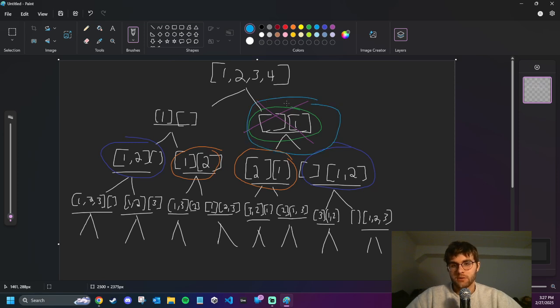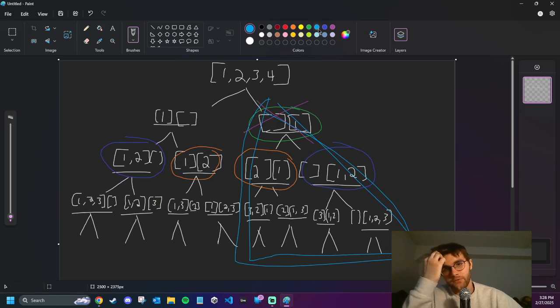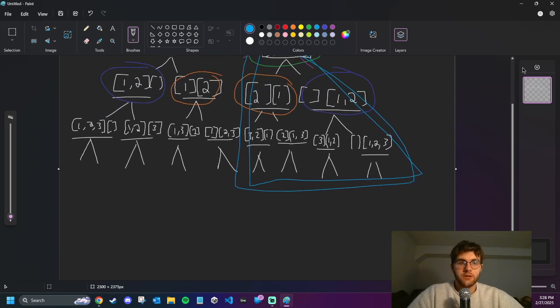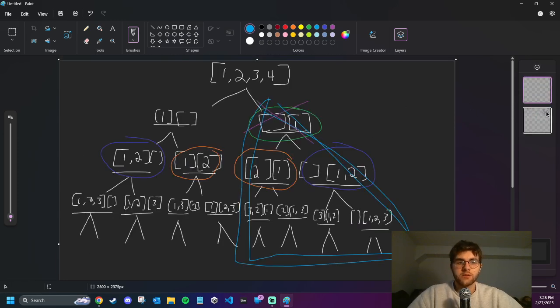Okay. So that's some repeated work that we can avoid. We don't actually have to do this part, like any of these. All of these should be unique from here on out though, because these are completely different. These are completely different. These are completely different. So yeah, we don't have to do any of that. Even still, I think that's not fast enough. Okay, so let me make a new layer. Okay, so this is the decision tree.